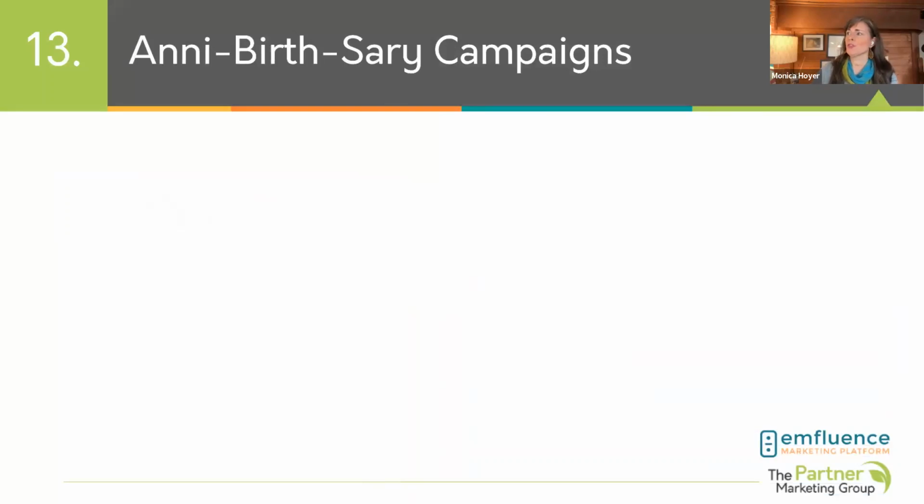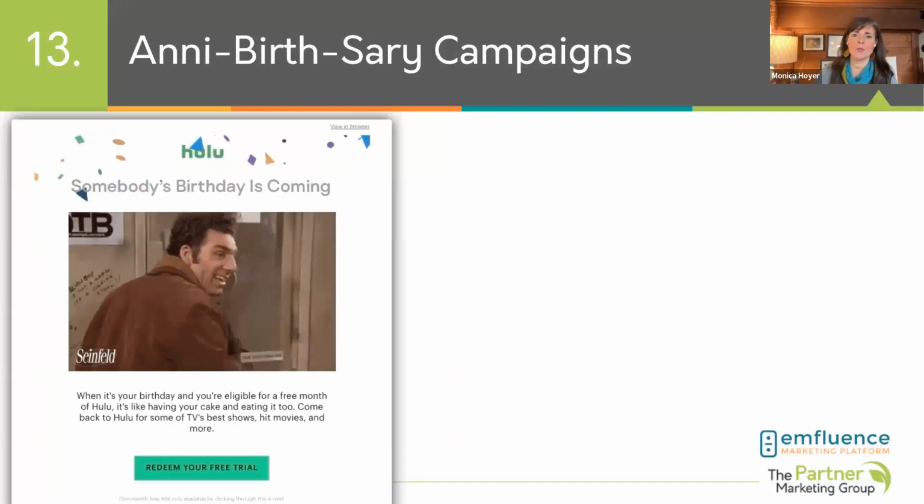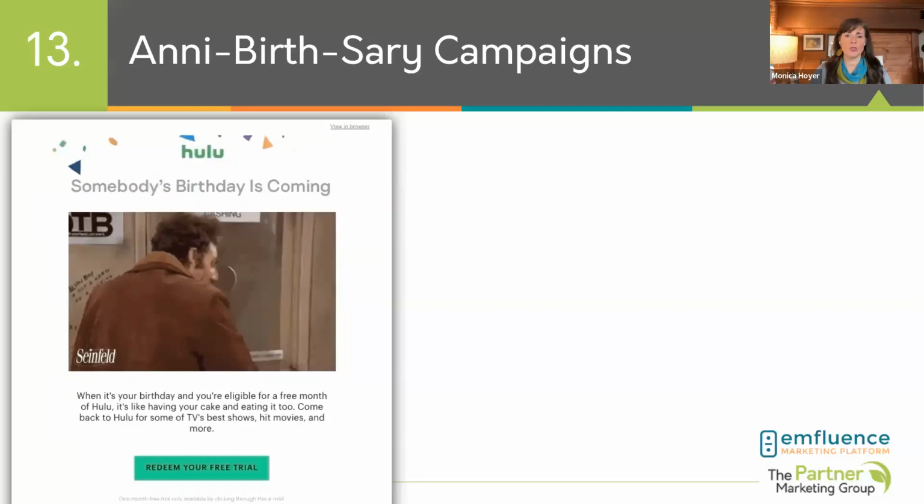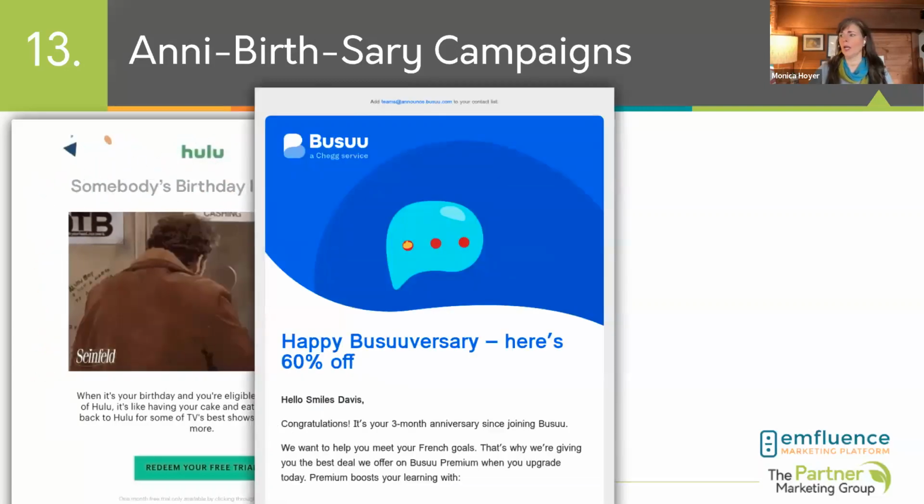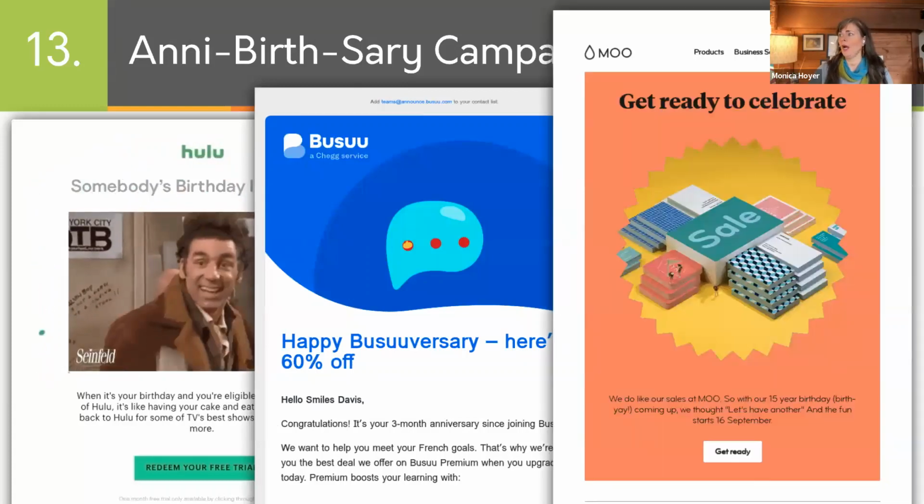So anniversary campaigns, birthday campaigns, these are really great reasons just to reach out to somebody. Maybe somebody's been with you or on your list for a long period of time, and they've cycled through all of your nurture campaigns. Well, a birthday is a really great way to re-engage with them and send them something nice, whether it's an animated GIF or a 60% off from Boozoo.